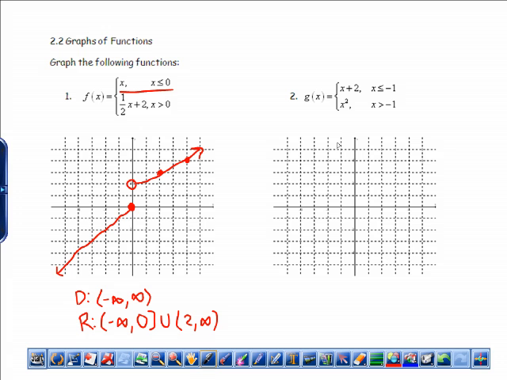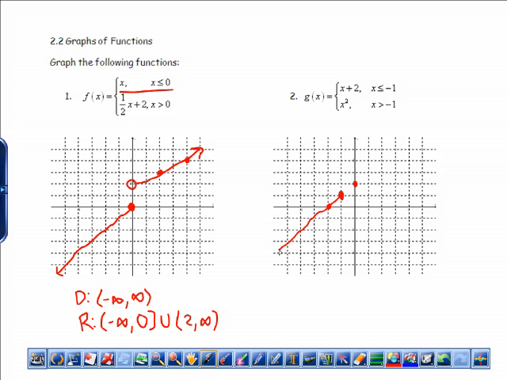Okay? Alright, let's look at the next one. Here we have g of x, and again, two pieces. The top piece is another line. So we start with 2, and then we could go up 1, over 1. Here I'm going to go down 1, over 1, down 1, over 1, down 1, over 1. And we only want this piece for the x's that are less than or equal to -1. So that really starts right here.